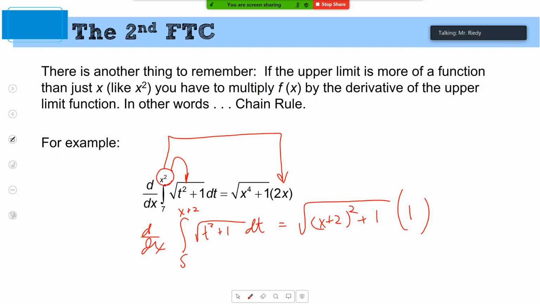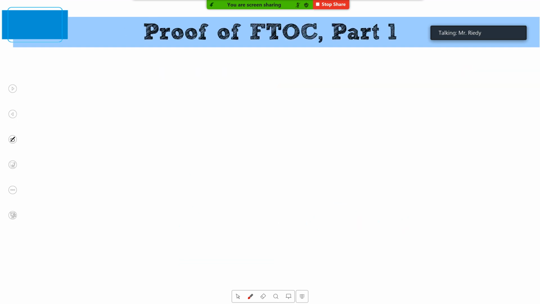And traditionally, I should say, this would be taught second, but I find it more logical to teach the second part first and the first part second. Okay, now the next one's going to get a little weird. If you want to put your pencil down and just watch, that's okay. This isn't crucially important, but I do want to show you where the first fundamental theorem of calculus comes from instead of just making it magically appear.